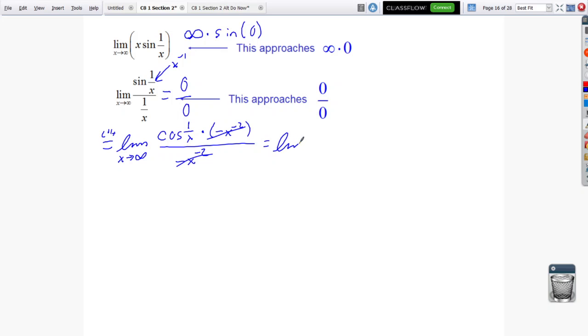So this is going to be equal to the limit as x approaches infinity of cosine of 1 over x. Well, 1 over infinity is 0, so this is equal to cosine of 0, which is equal to 1. So who knew? This function has a horizontal asymptote at 1. Y equals 1 is its horizontal asymptote, which is just fun being able to do this.